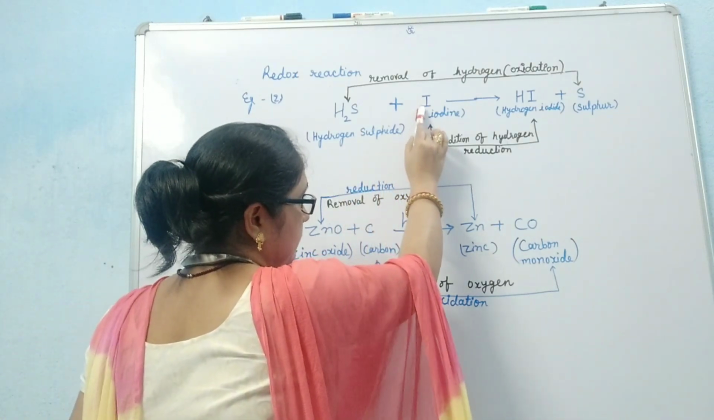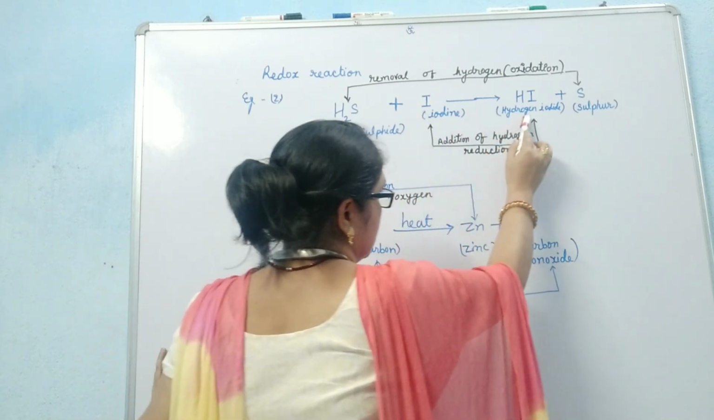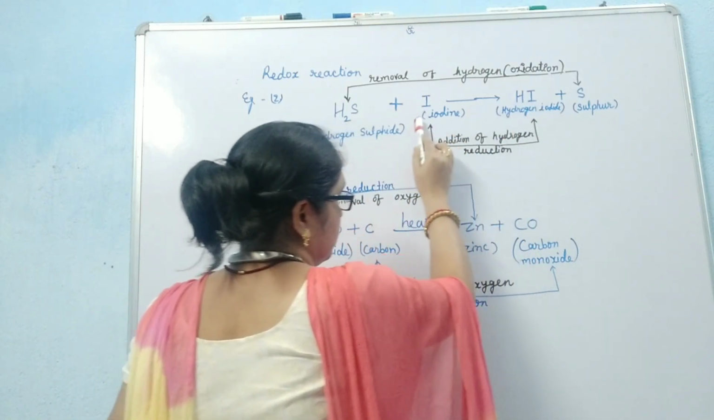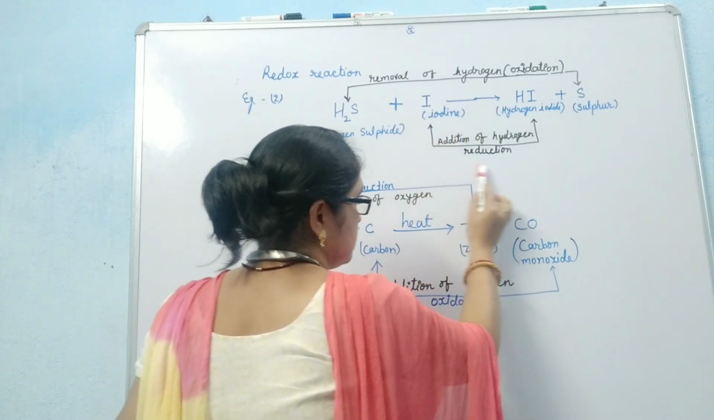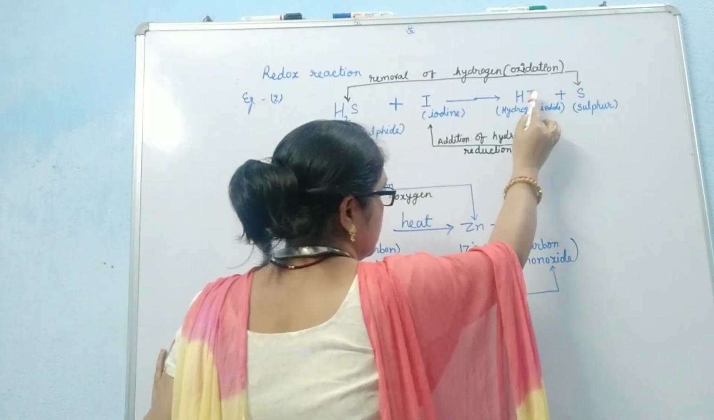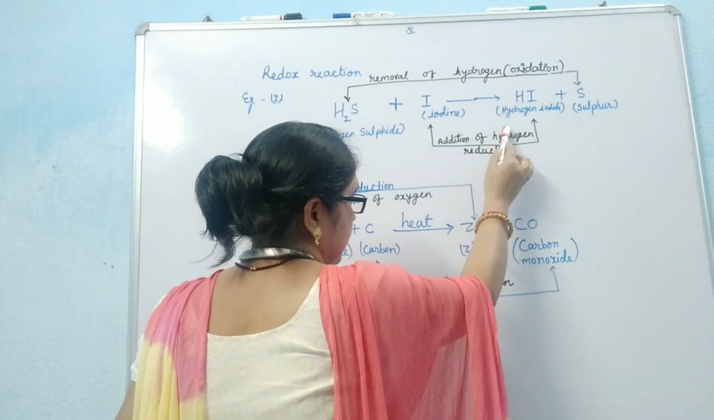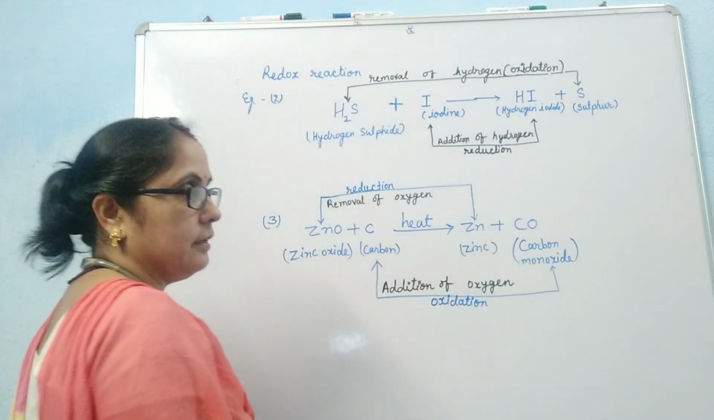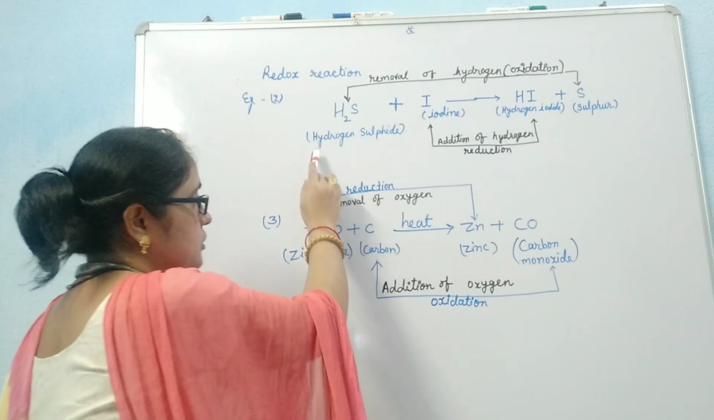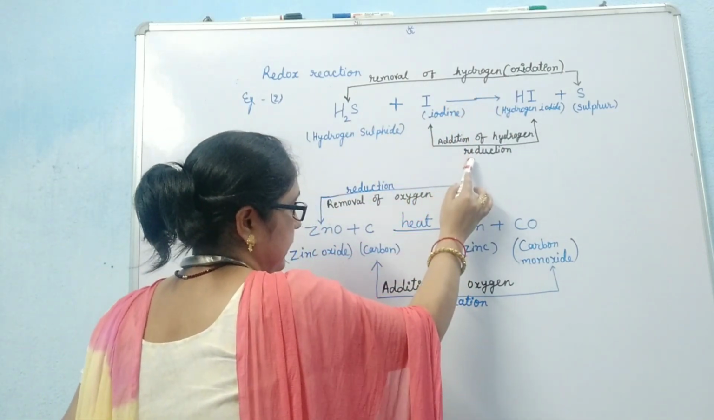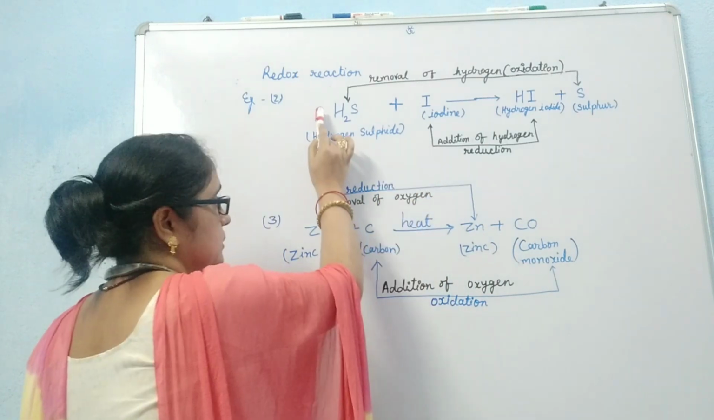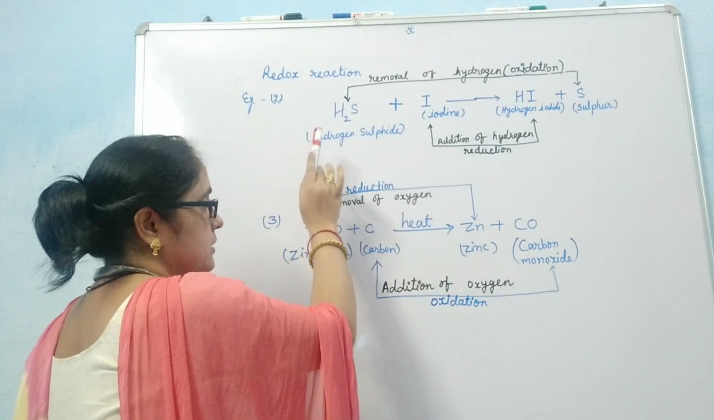Similarly, iodine changes into hydrogen iodide by addition of hydrogen to iodine. So addition of hydrogen is called reduction reaction. It means in this reaction also the oxidation as well as reduction takes place together. This is also an example of redox reaction.